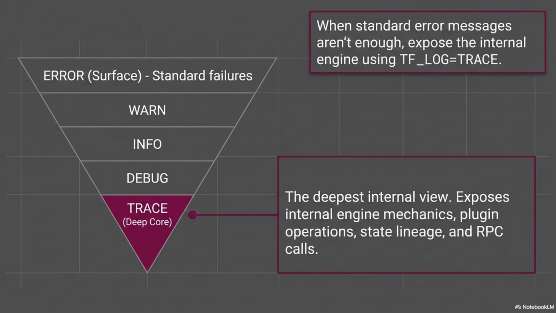And at the very bottom, the deepest level, trace. Trace is the nuclear option. It exposes the absolute internal core of the Terraform engine: plugin operations, state lineage assignments, RPC calls between Terraform and its providers, dependency graph traversal. Everything. When standard errors fail to explain a problem, trace will find it. The key phrase there is, when standard errors fail. You don't run trace on every deploy. You reach for it specifically when you're debugging a hard-to-diagnose issue and you need to see inside the engine.